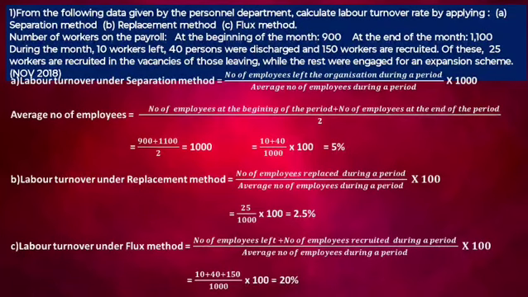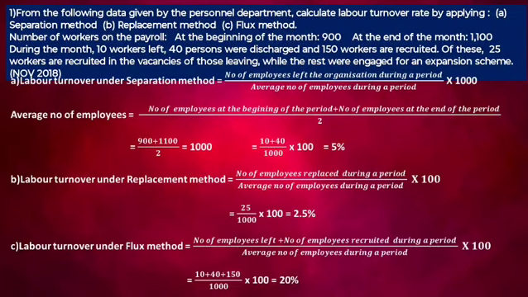Next question, for the replacement method, the same average number of employees, 1000, which is already found. Then number of employees replaced is given as 25. So 25 divided by 1000 into 100 is 2.5%. So the answer for replacement method is 2.5%.